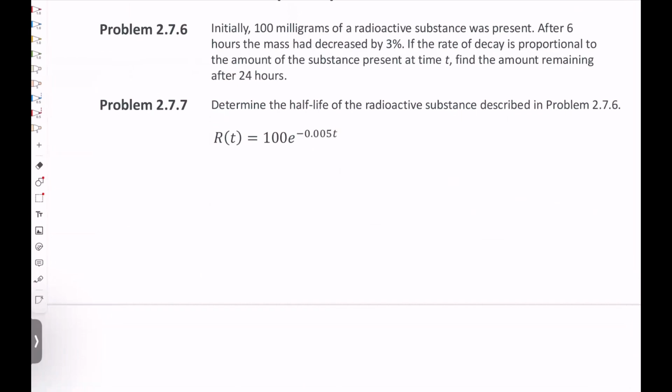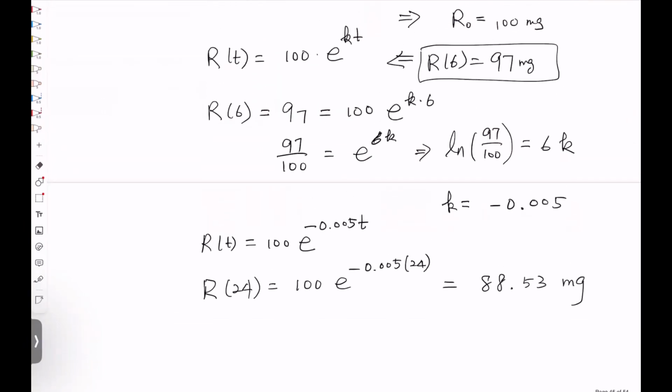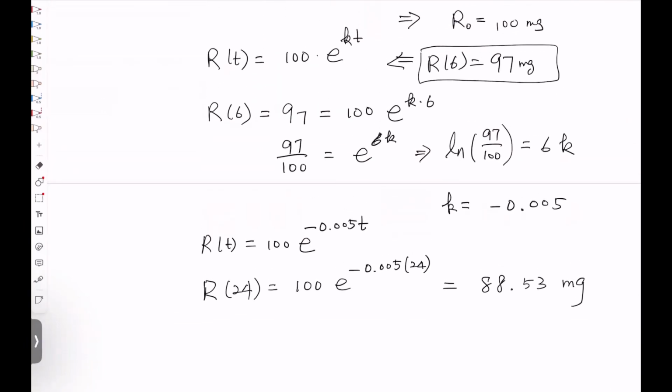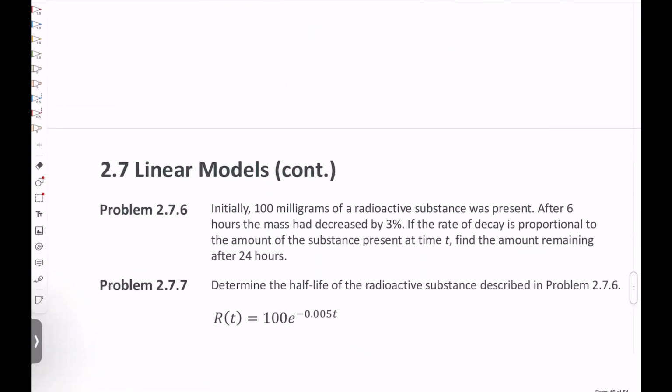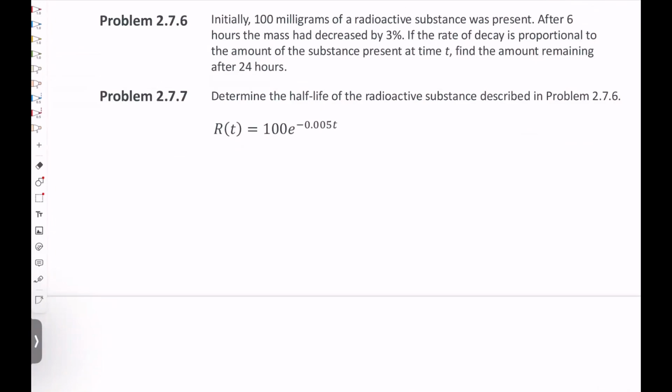So we just did problem 2.7.6, and then problem 2.7.7. Let's just continue from problem 2.7.6. Determine the half-life of the radioactive substance described in problem 2.7.6. So initially, that substance starts with 100 milligrams, and 24 hours later, it is now 88.53 milligrams. What we want to know is the t, the time when the total substance is going to be half, which is 50 now.